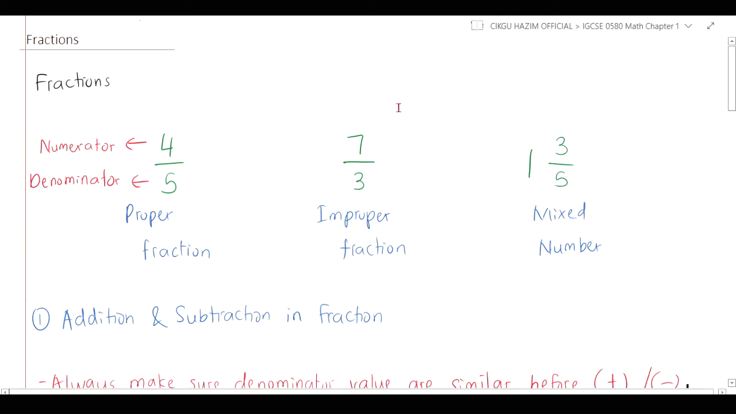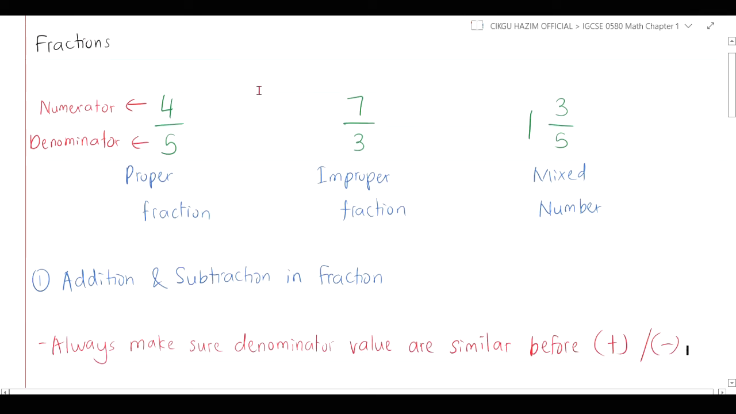Okay, and the first thing is we need to go with the first chapter, and the first chapter is about number, and the first subtopic is talking about fraction. So this is a very introductory topic. We have learned this thing since primary school, but just to recap here, what is a fraction?